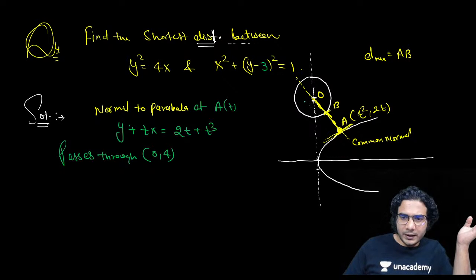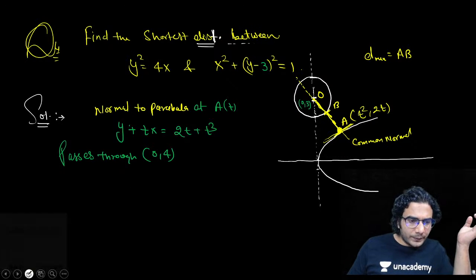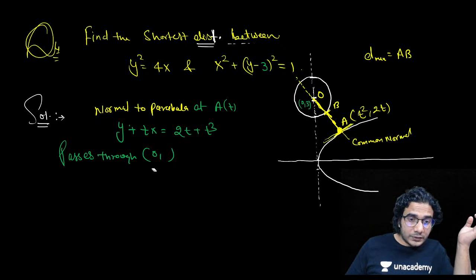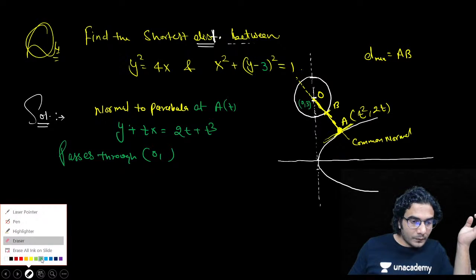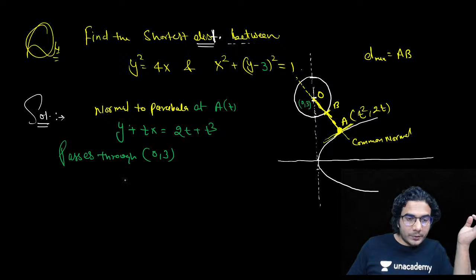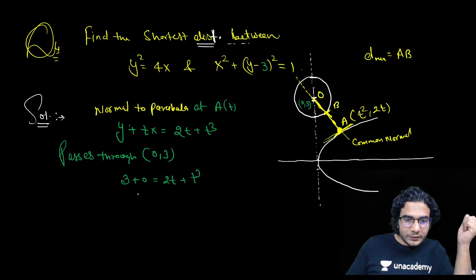This point is 0, 3. So this normal will pass through 0, 3. So I'll put 0, 3 in this, and it's going to be 3 plus 0 is equal to 2t plus t cube. Now you understood, right? Why have I done this 0 comma 3? t cube plus 2t is equal to 3.